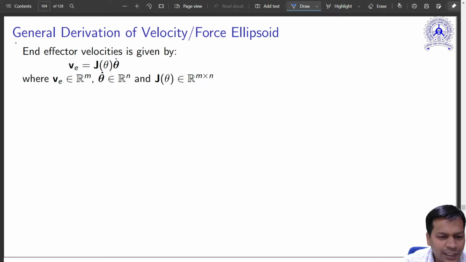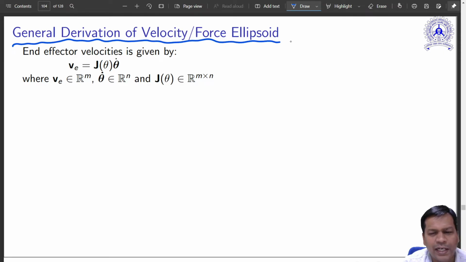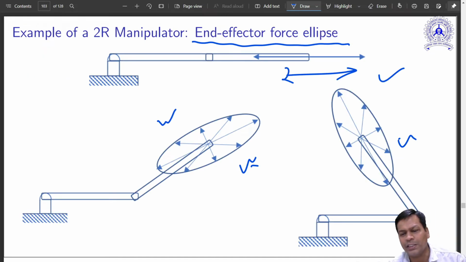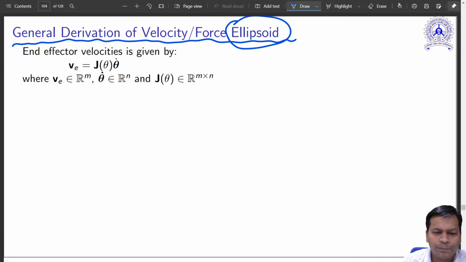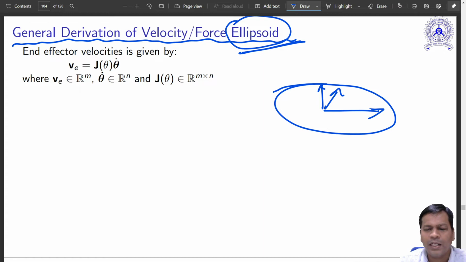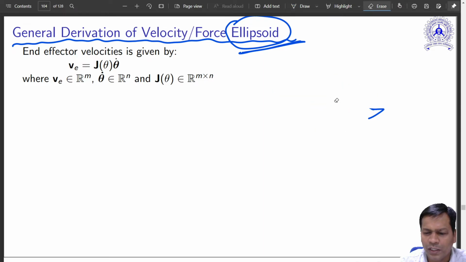So, general derivation of velocity and force ellipsoid. We use an ellipse because it is easier to visualize in a 2D plane, but in case of any 6 degrees of freedom robot, or 3 degrees of freedom robot or more which can go spatial, you can see an ellipsoid. You can apply force over here, in this, and in this. Overall it becomes an ellipsoid. That figure I will show just now. So let us just begin with this.